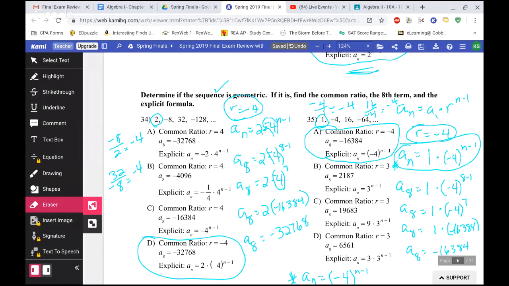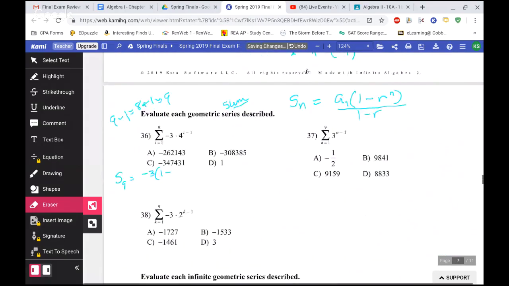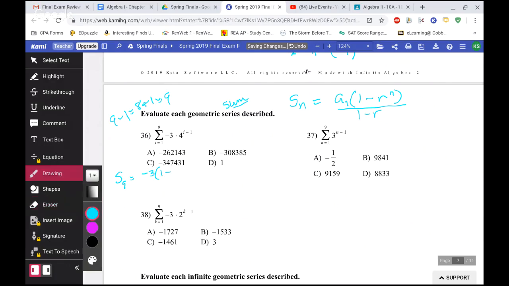Because the formulas aren't going to do you any good if you can't pull out and distinguish what is what. So the common ratio is the one associated with the exponent. So what digit in number 36 is associated with the exponent? The 4. Good job. So it is 4 raised to the number in the sequence, which in this case is 9, all divided by 1 minus the common ratio.